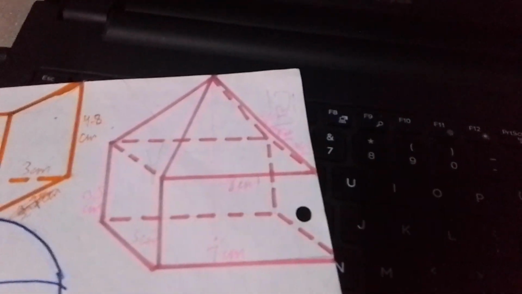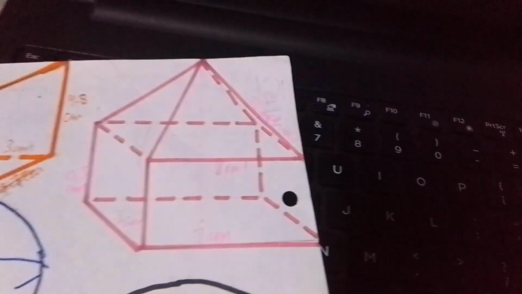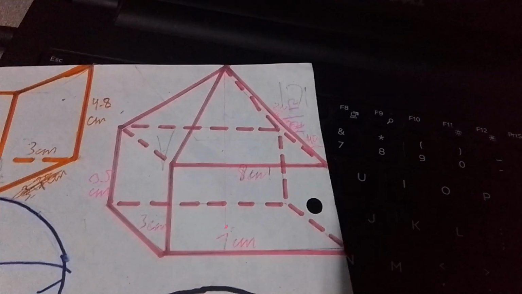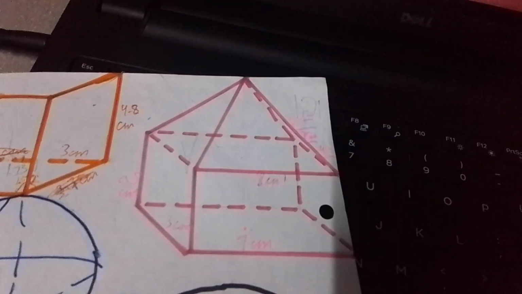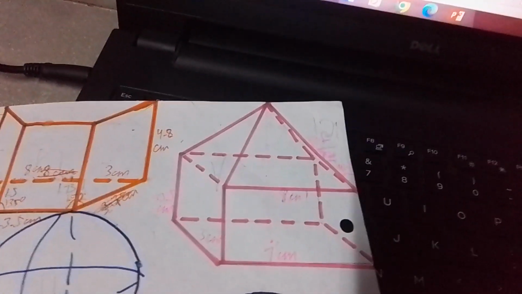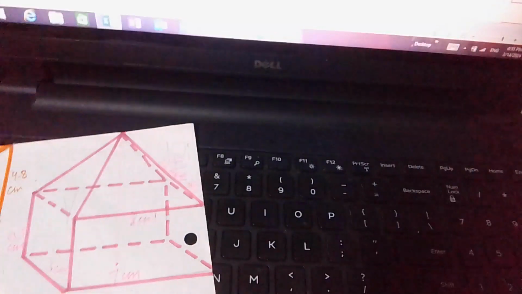Okay? So now let's do this, alright? So now we have a rectangular prism. The base is 7, the width is 3, and the height is 3.5. And the height of the entire figure is 8 cm. How do we solve it? Very easy, diba? So here's how we do it.